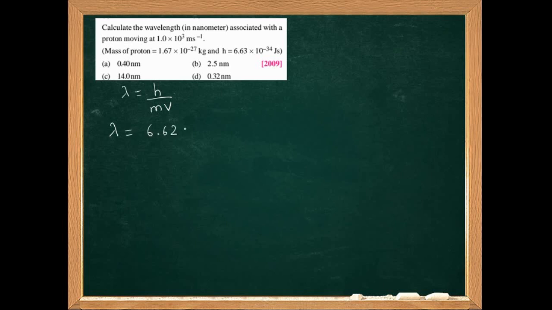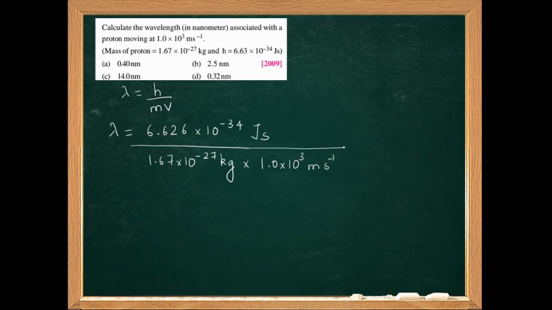So this will be 6.626 into 10 to the power minus 34 joule second upon the mass, 1.67 into 10 to the power minus 27 kg, and the velocity, 1.0 into 10 to the power 3 meters per second. If I take the powers of 10 together, and we have 6.6 and 1.6, so all we have is 6.6 upon 1.6 into 10 to the power minus 34, then plus 27 taken to the numerator, and minus 3. So this is what we have to solve.